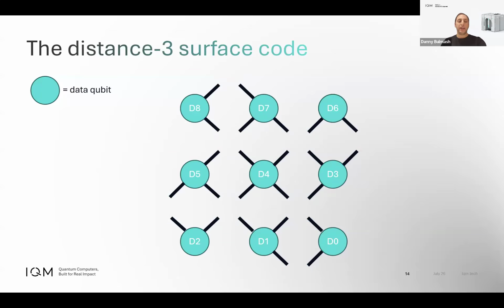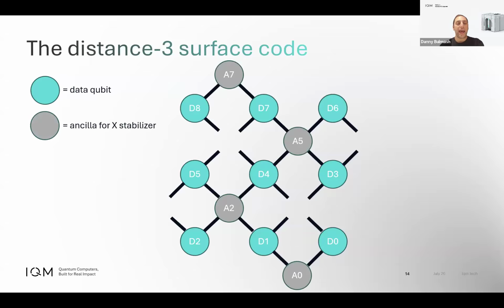So what's happening here is we have the distance 3 surface code, which encodes 1 logical qubit into 9 data qubits. I've labeled these 9 data qubits 0 through 8 here, and these black lines will come in just a second. So we're using 9 redundant qubits to represent 1 logical qubit, and they connect in a very specific way.